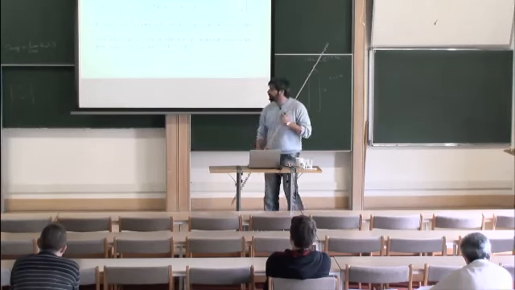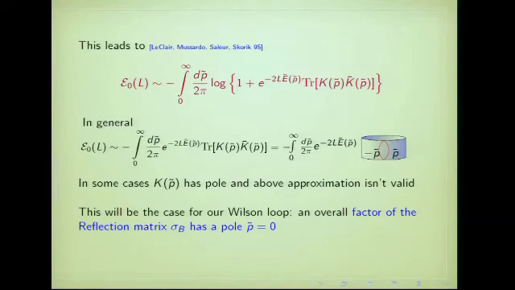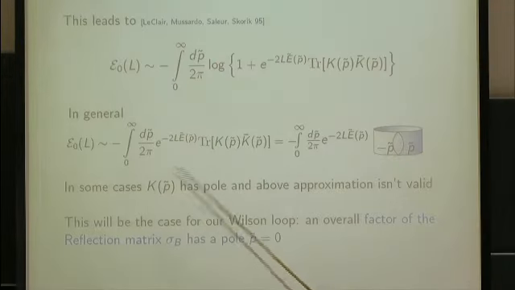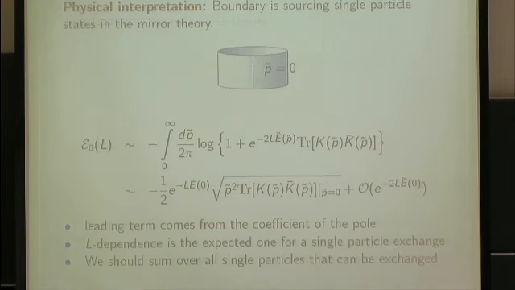But in some cases this simplification is not correct, and it turns out that it's going to be our case, because this analytic extension can have a pole at p0 in some cases. And if there is a pole, this approximation is going to break down as you go to p0 in the integration region. So in that case, you cannot drop the logarithm, and you have to consider the full logarithm in the integral.